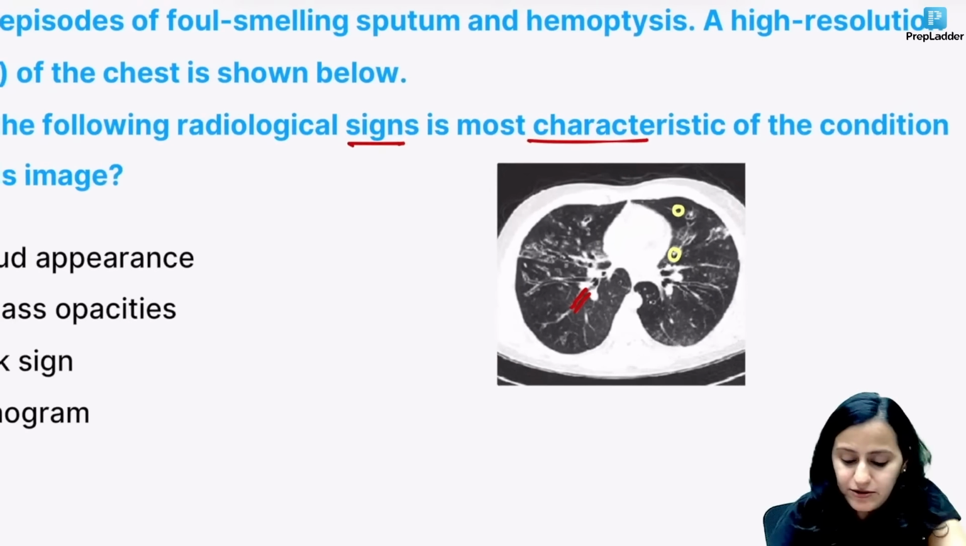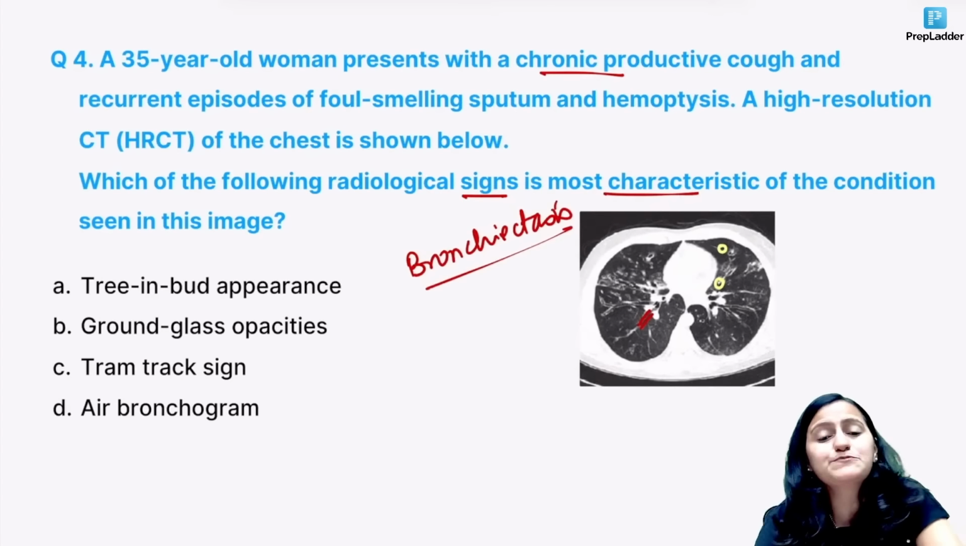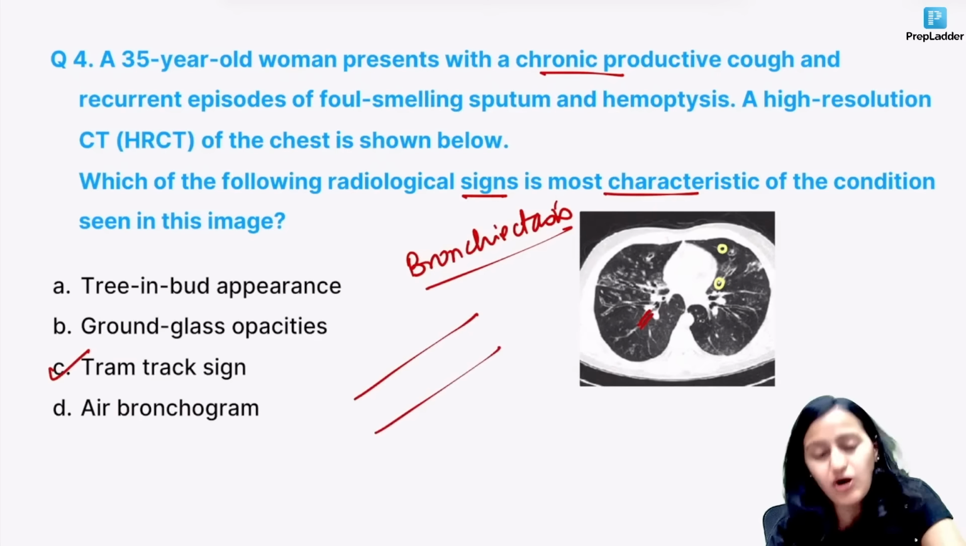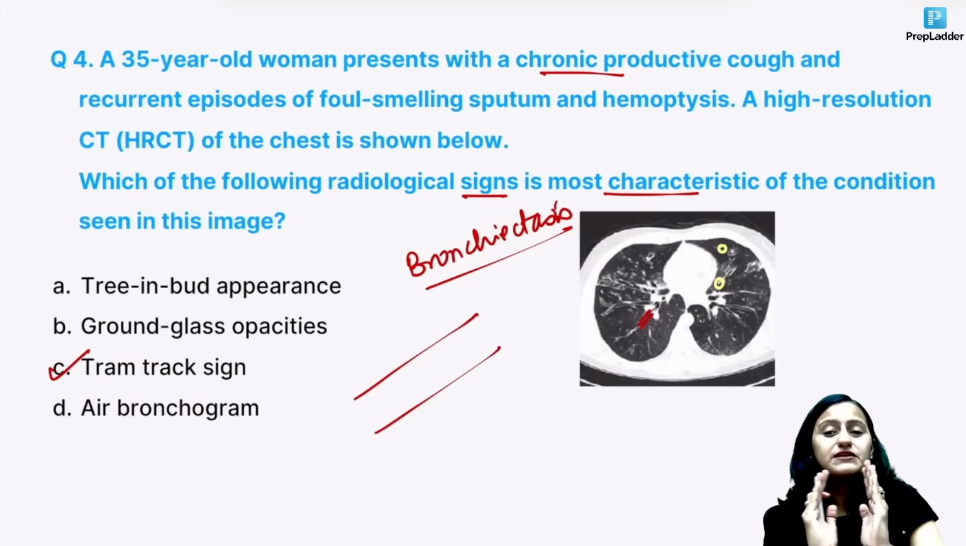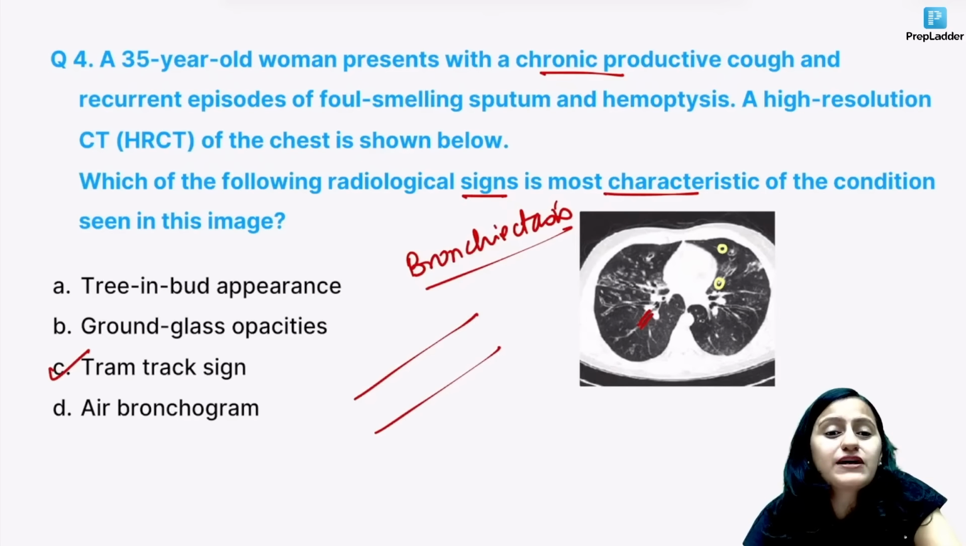So what is the diagnosis here? The diagnosis here is bronchiectasis. So what sign out of the 4 options do you see in bronchiectasis? Tram track sign, the dilated bronchi which do not taper, so they remain parallel throughout. So that is the parallel bronchi, tram track sign, that is going to be bronchiectasis.